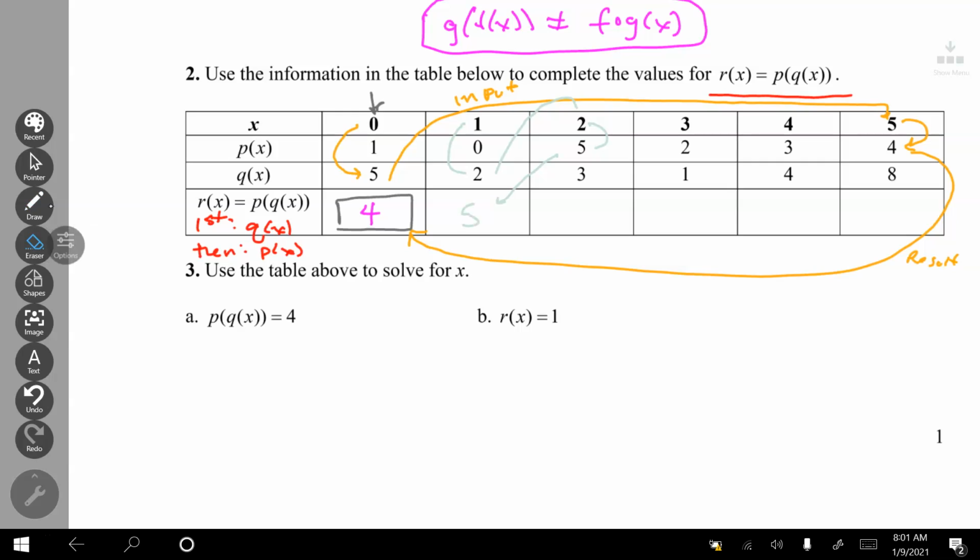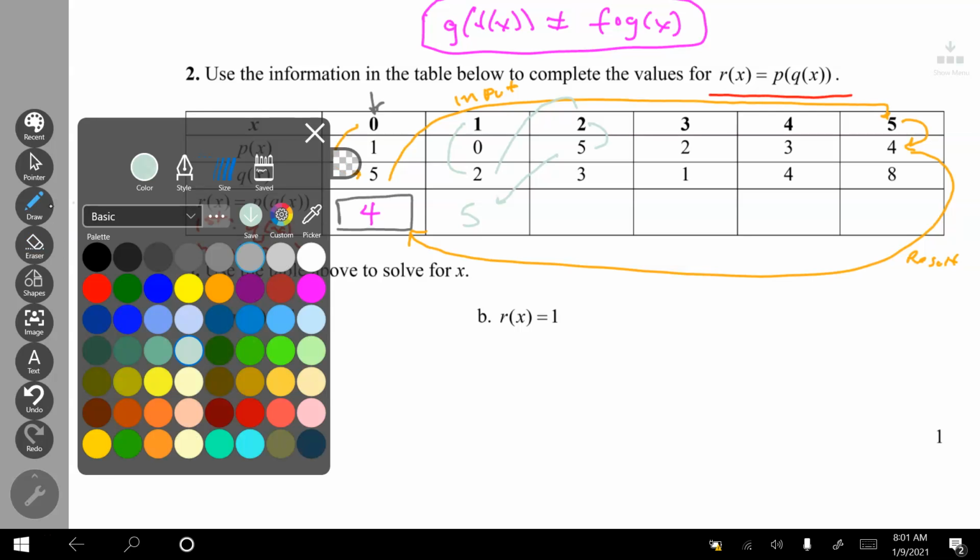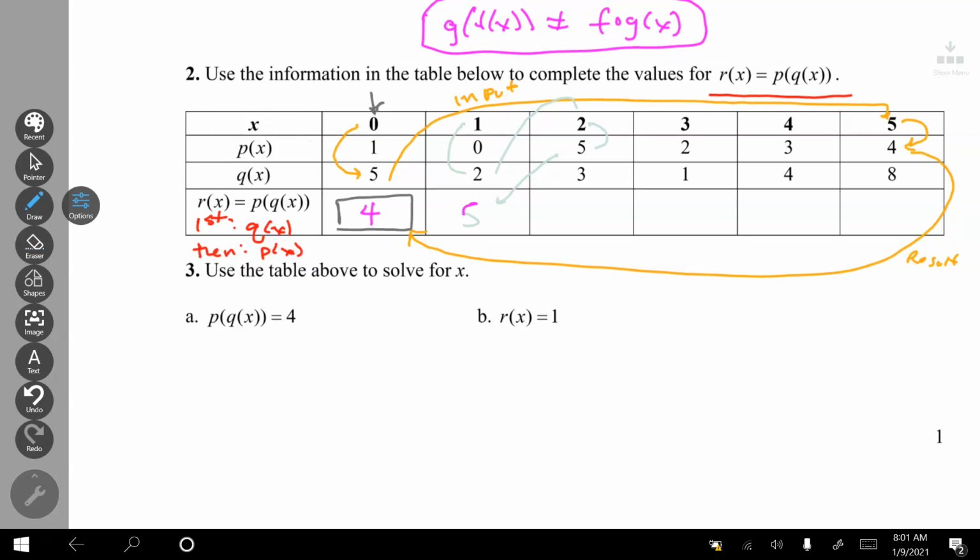If I do the same thing, I start at x equals 2. I go to q, which is 3. I go to x equals 3. I go to p. And that answer is 2. This answer is 2.